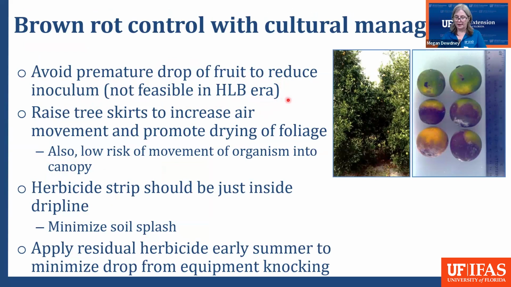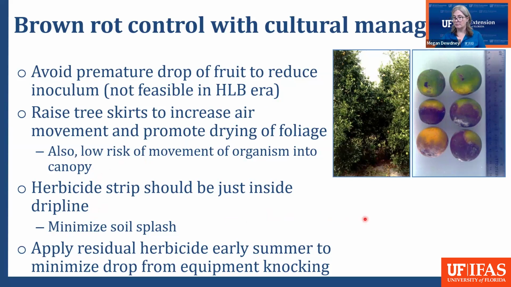in grapefruit. And then anything like a herbicide boom knocking fruit off low skirted trees, try raising those tree skirts to increase your air movement, get drying of that foliage, but then also you reduce that risk of moving the organism into the canopy. So if you have a block that's been a historic problem, you should definitely be skirting that block. The herbicide strip should be just inside the drip line. And you're trying to minimize soil splash up into the canopy.